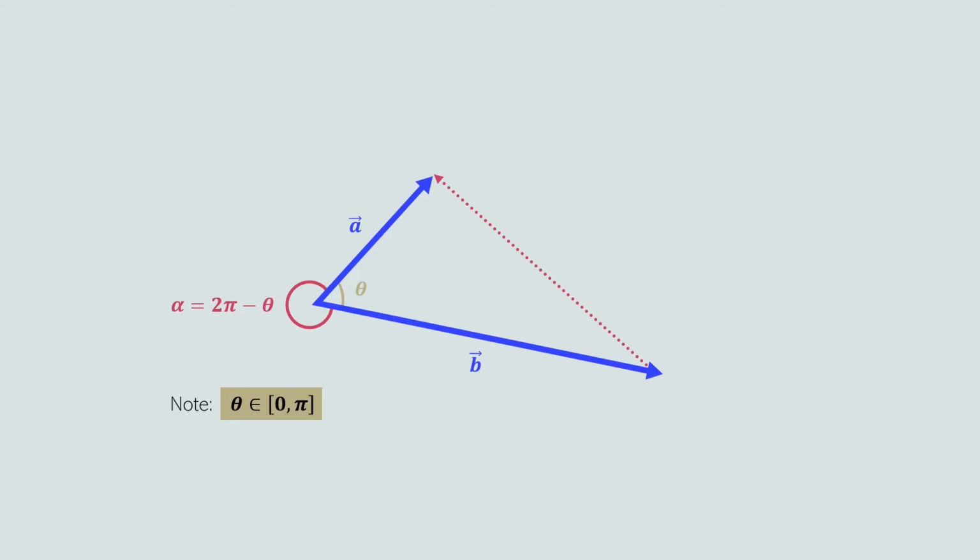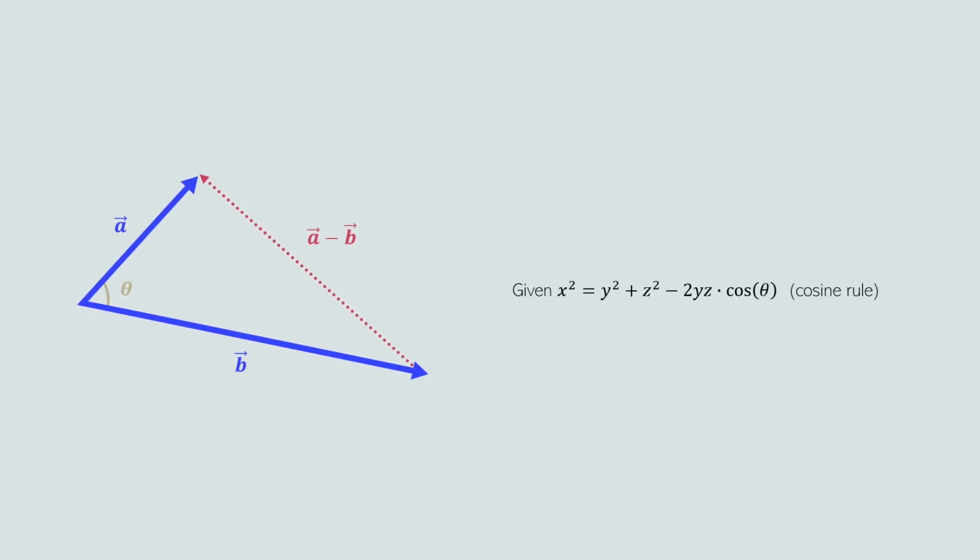We can create a triangle using the vectors a, b, and a minus b. It is important to understand that these letters only represent the names of the vectors, not lengths of each side. To find the length of each side, we would have to take the magnitude of each vector. By the cosine rule, we can form an equation relating the lengths of the three sides of the triangle with the angle theta, like this.